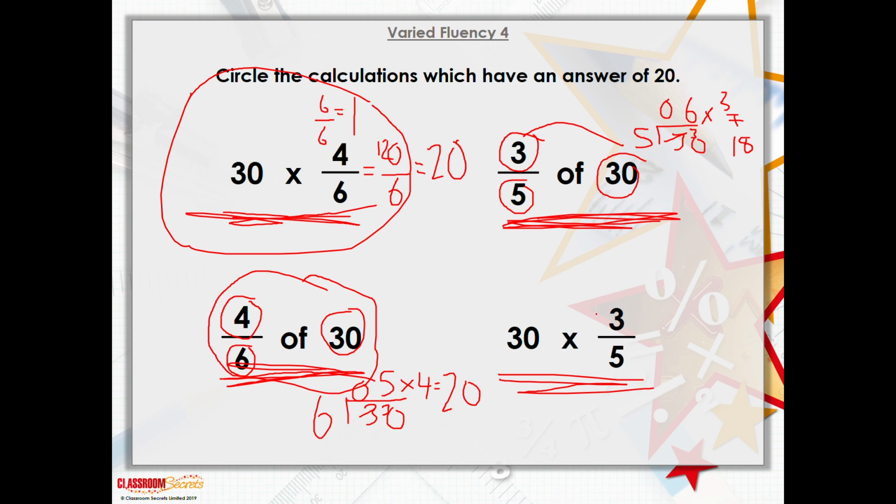Now notice this matches this, and then this matches this. So I can already make a decision that because this didn't match 20, it went to 18, this would also be 18. So I've actually found my two answers.